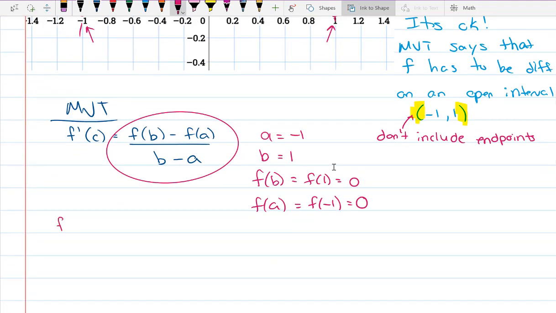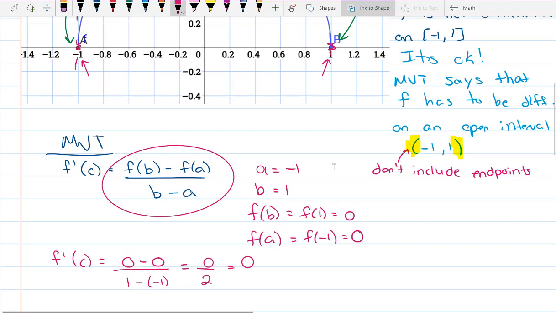So then f prime of c is equal to 0 minus 0 divided by 1 minus -1, which is 0 over 2, which is 0. As you can see from the secant line right here, this is the equation y equals 0, which also has a slope of 0.